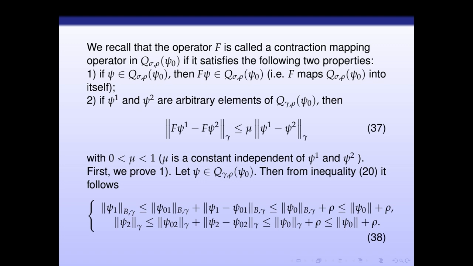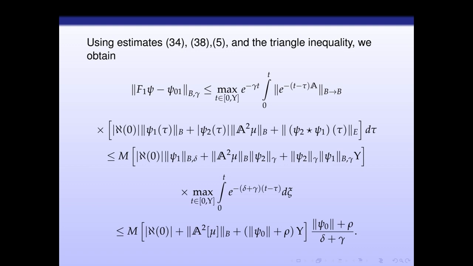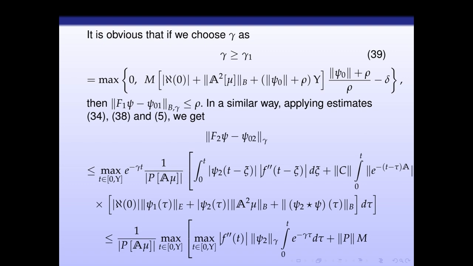We will prove the first one. Let Xi be from this ball, then inequality 20 implies 38. This estimate 34, 38, 5, and the triangle inequality give an estimate for the norm of the first coordinates. As you see from that, if we choose gamma as in 39, greater than or equal to gamma 1, where gamma 1 is defined by this formula, then the norm of the first coordinate is less than rho. In a similar way, we also obtain an estimate for the norm of the second coordinates.